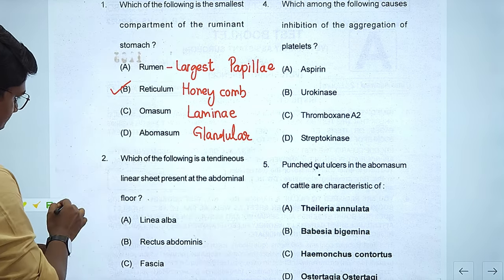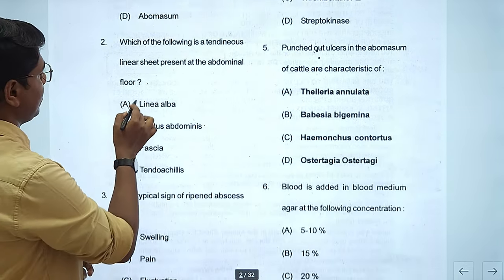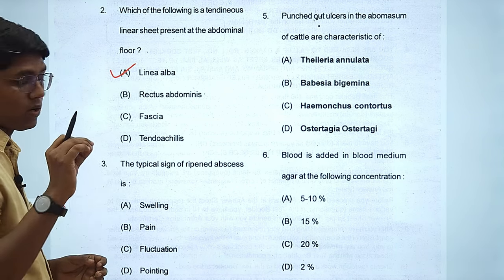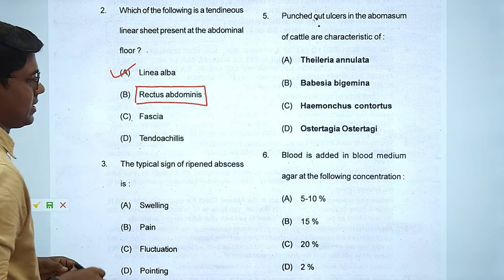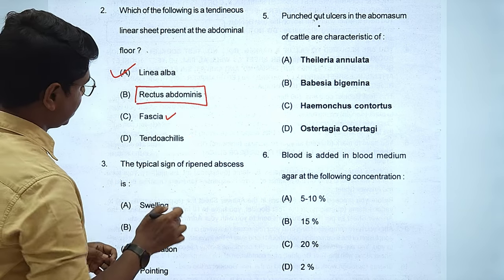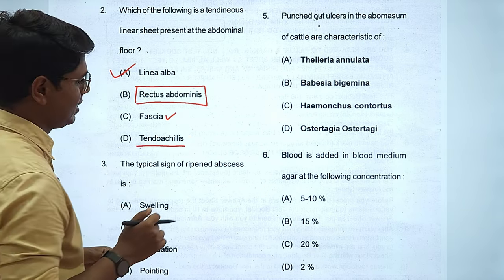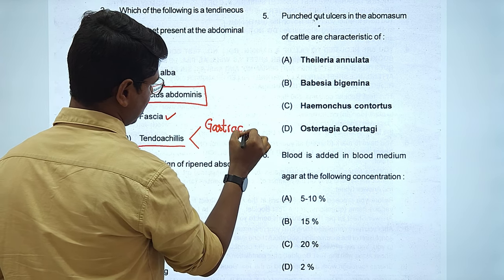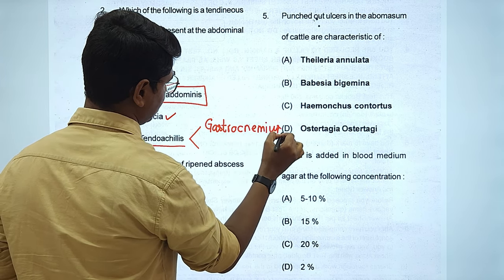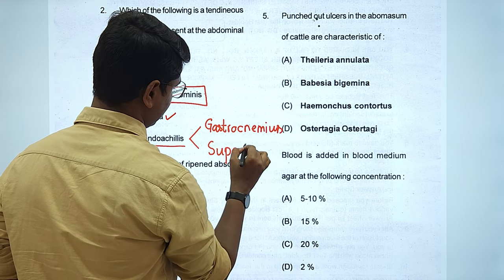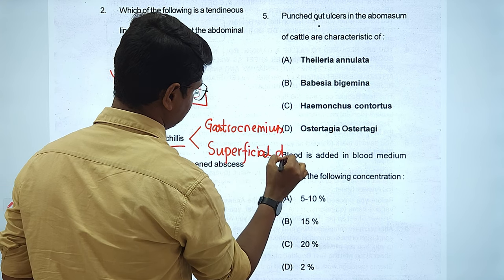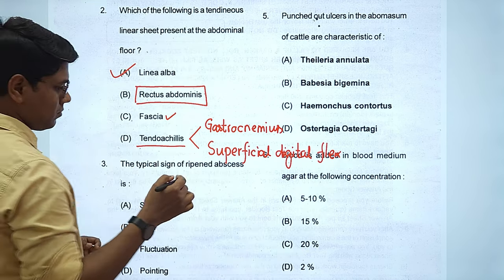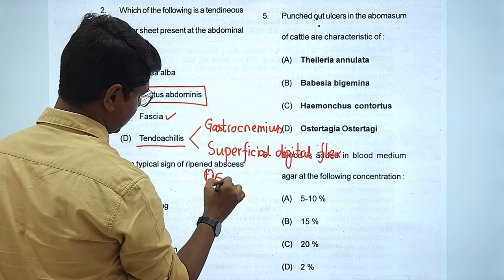Okay. Next question. Which of the following is a tendinous linear sheet present at the abdominal floor? It is basically linea alba, which is the aponeurotic part of both left and right rectus abdominis. Fascia is basically connective tissue around the muscle. Tendo Achilles is found in the hind limb. It basically consists of 5 tendons, among which 2 are the major contributors, that is the gastrocnemius tendon and the superficial digital flexor. It is inserted at the level of the tuber calcis, the os calcis.